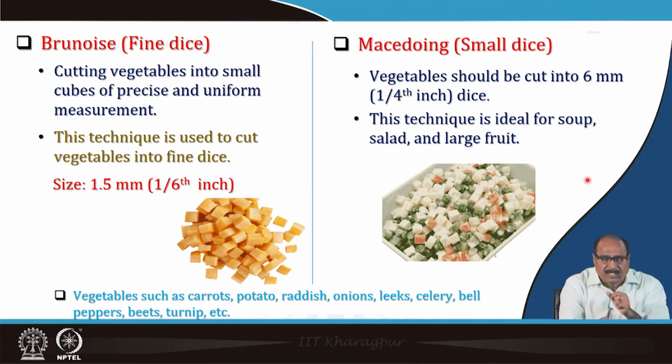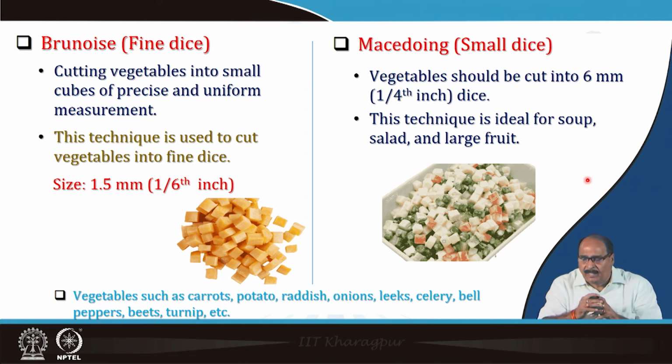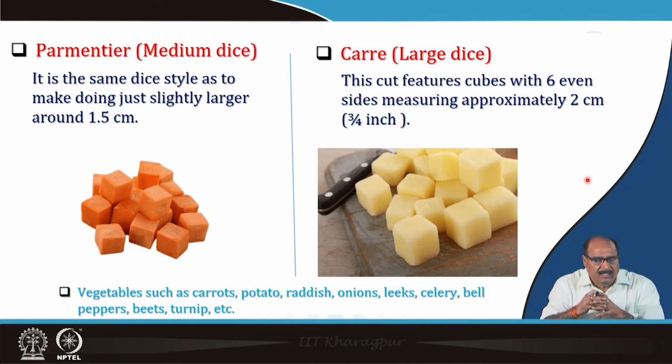that is cutting vegetables into small cubes of uniform measurement. Then macedoine, that is small dice, where vegetables are cut into 6 mm dice. This technique is ideal for soup, salad and more. Vegetables like carrot, potato, radish, onions, etc. are suitable for this dice cut.